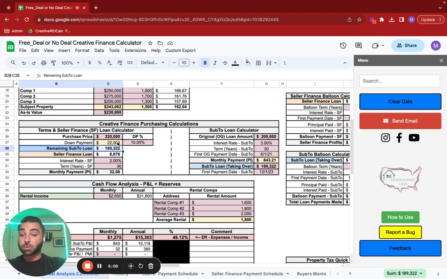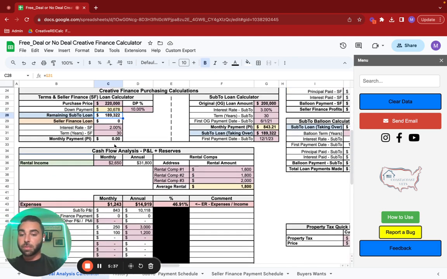Since we're doing a straight sub-2 transaction here, let's just add this $8,678 to this down payment. So we're going to disregard this percentage now. We're going to do the $22,000. So $8,678 plus $22,000. That should get us to no equity remaining, no seller finance loan, no equity left over to seller finance. And you're paying them $30,678.